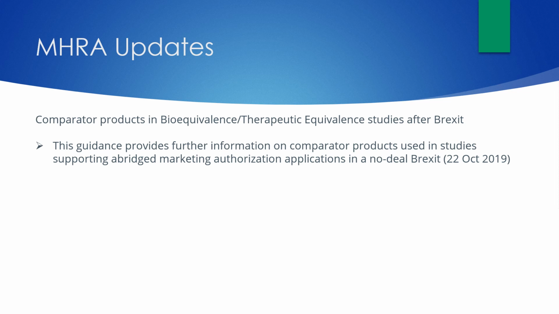In a no-deal Brexit, reference medicinal products (RMP) for new generic medicines or other abridged marketing authorization applications submitted after exit day will be required to comply with relevant legislation. This legislation is the Human Medicines Regulation 2012, as amended by the Human Medicines Exit Regulations 2019, in particular Regulations 48 and 51 to 55. For more information, see this guidance.